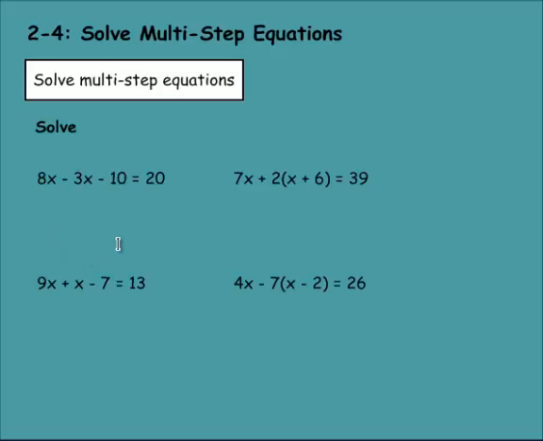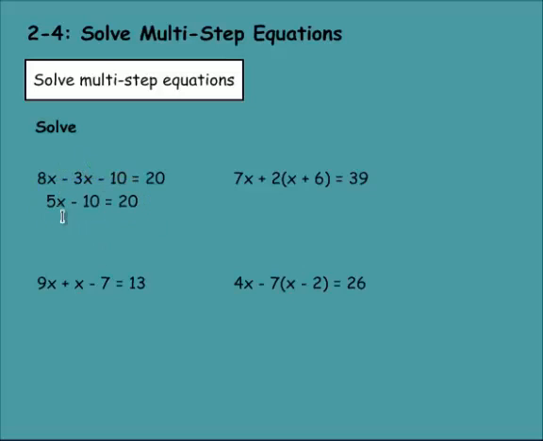And it's pretty much just things we've been doing except just usually a third or maybe even a fourth step to it. We have 8x minus 3x minus 10 equals 20. So first thing you usually want to do is just simplify terms. Here I see an 8x minus a 3x. So that would give me 5x, I know. And then that gives me 5x minus 10 equals 20.